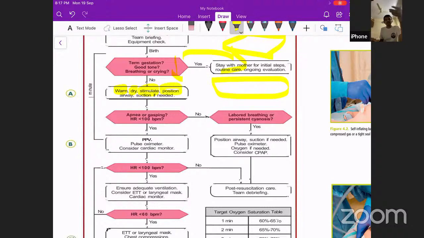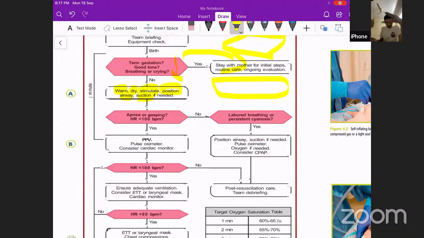How do we position the child? We'll have to slightly extend the head as compared to the neck. Okay, so this is called sniffing position. Fine, we'll have to position. Next is we'll have to clear the airway, correct? So we'll have to open up the airway and suction if needed. So what are the six things that we do?